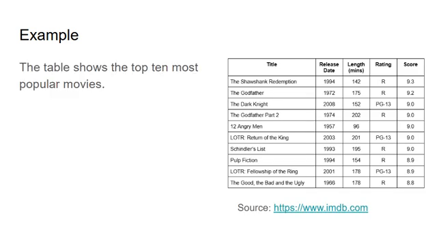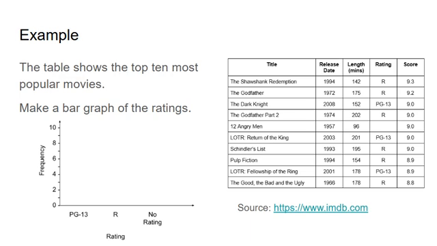Let's look at an example. Here we have a table that shows us the top 10 most popular movies. And we want to make a bar graph of the ratings. So what we're going to do is draw an axis where the rating is on the horizontal axis on the bottom, and the frequency, or how often each of these ratings appear, is going to be numbered on the vertical axis on the left here.